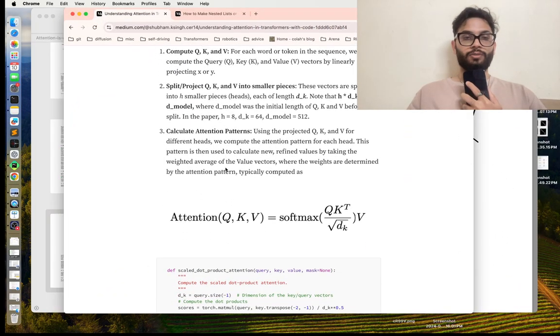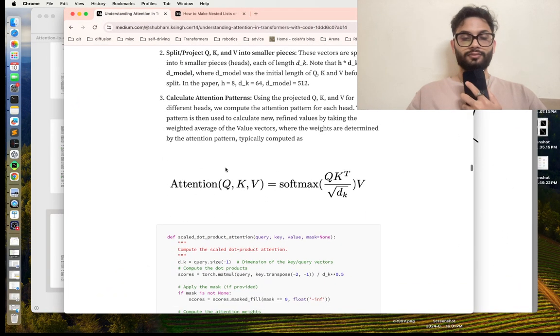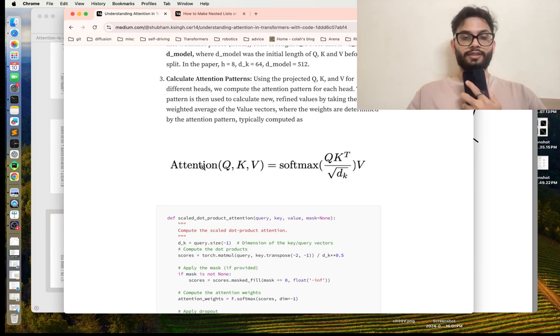Now we'll calculate attention patterns within each head. Now we'll use this formula. This is how attention pattern is described in the paper: Q into K transpose upon root dk. dk is the length of every subpart, and then finally we take a softmax to convert into probability. Probabilities are assumed as weights, and then we take a weighted average of V to calculate updated values of V.